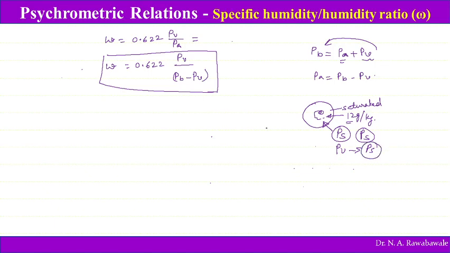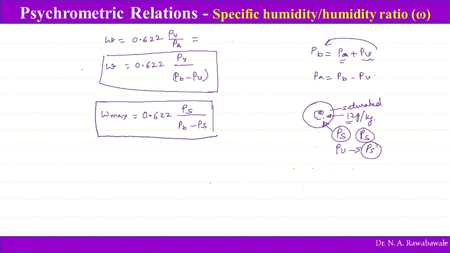So when it is holding the maximum amount of water vapor, this omega max, the specific humidity ratio, when it holds the maximum amount of water vapor in it, at that time we can write this as omega max is equal to 0.622, and in place of PV we can write PS divided by PB minus PS. So this is another relation for the specific humidity or humidity ratio of saturated air. So we call this the humidity ratio for saturated air.